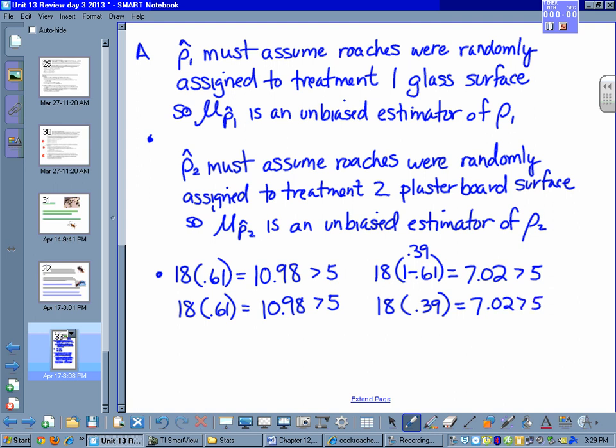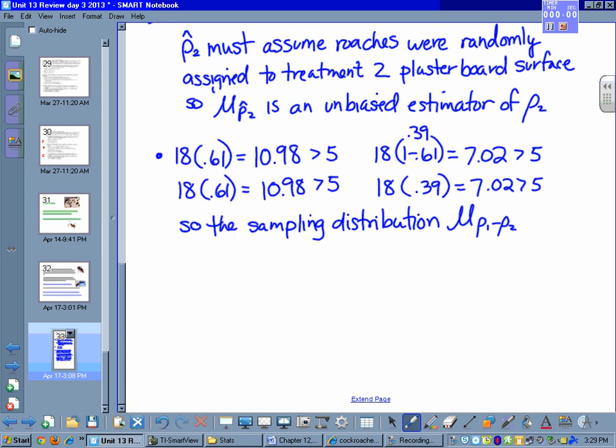And because those two populations pass the rule of thumb here, we can say the sampling distribution of p-hat sub 1 minus p-hat sub 2 will be approximately normally distributed.